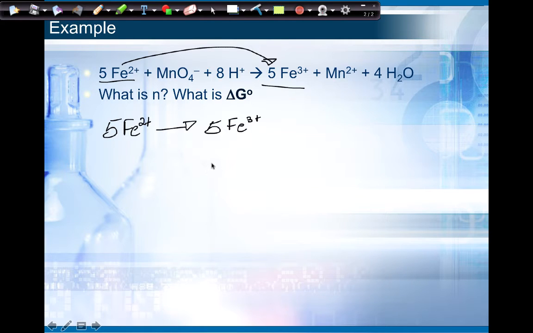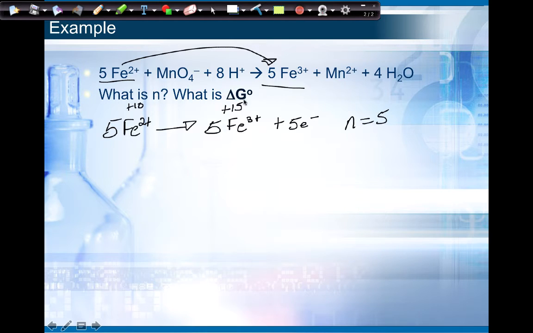Now what I need to do is figure out how many electrons I would need to balance this reaction out. So I'm going from 5 times 2, a positive 10 here, and 5 times 3, positive 15 here. So I'm going to add electrons to the more positive side. I'm doing this because I'm trying to figure out how many electrons were transferred in this particular reaction. If I'm going to balance, I need to bring it down to 10, so I'm going to add 5 electrons here. So my number of moles of electrons will be 5. So N is going to be equal to 5 here.